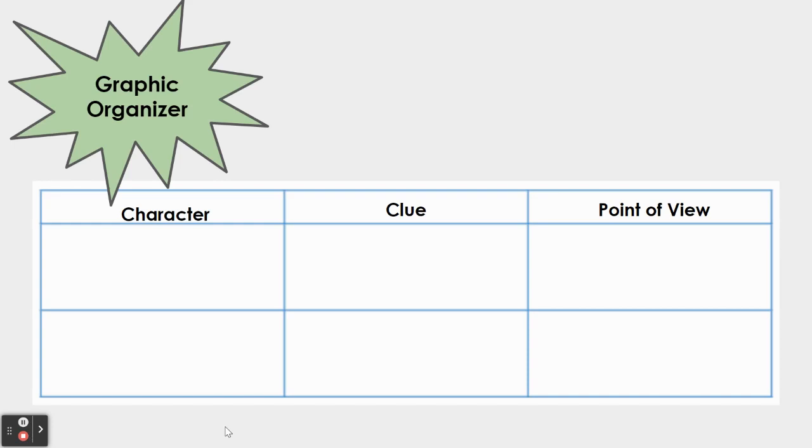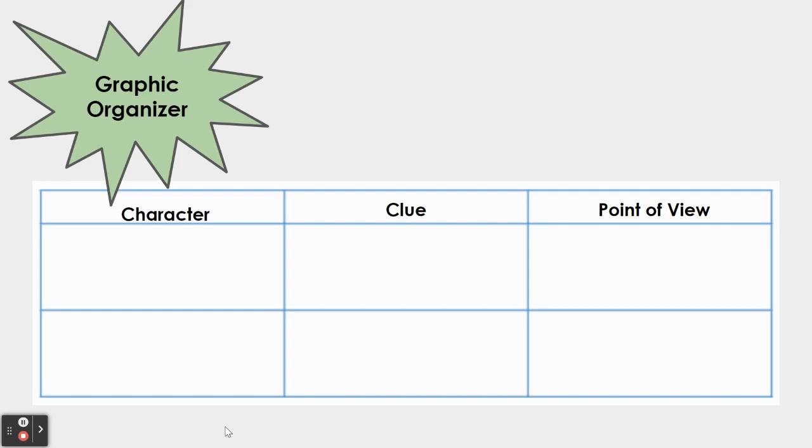This is the graphic organizer we will be using this week when we work with point of view. Now, you will not have to fill this chart out today. I will do an example one for us in this lesson, and you will use this chart later in the week. The first column is labeled character. That is where you would write down the character's name.